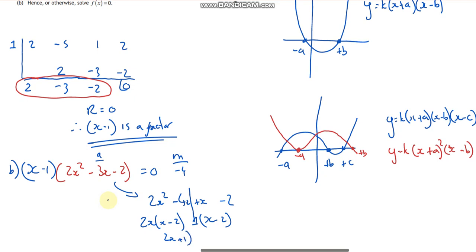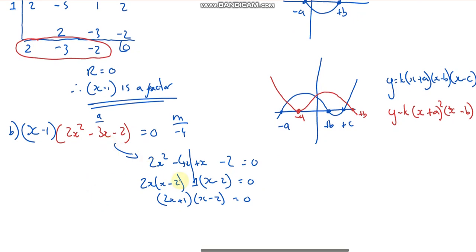So that's 2x plus 1 and x take away 2. This is the trickiest form of factorising. The basic trinomial where you've got a 1 in front of here is a bit easier. Don't forget you get difference of 2 squares as well. So that's that one factorised. So let's just put this all together.